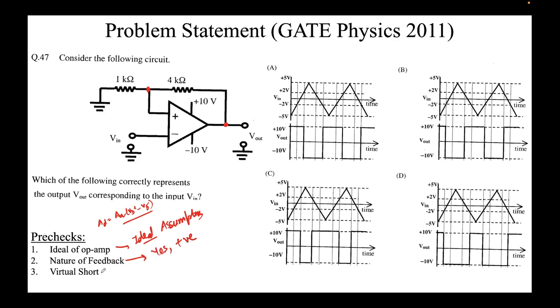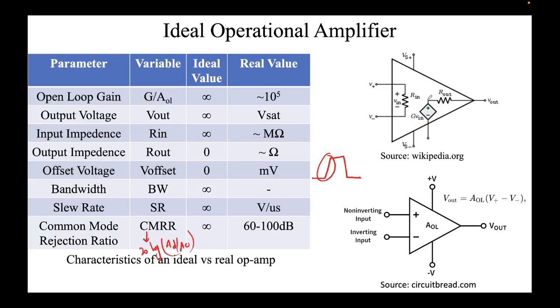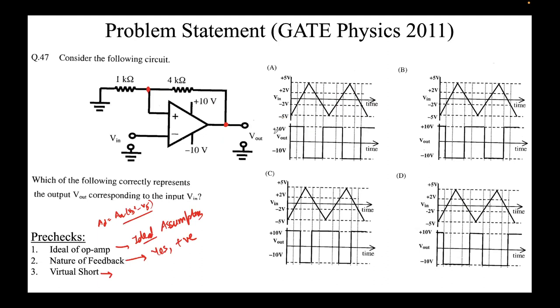Finally, we talk about the condition called the virtual short. If we go to the previous slide, you see that there's Rin over here, and we can see that the input impedance is usually very high. So I'm going to utilize this. What is virtual short? This terminal is V plus, this is V minus. Let's say there's a resistor over here, Rin, and let's say there's a current I plus flowing in. Whatever I plus is flowing in should flow out here also. So I can write Ohm's law across this resistor: I plus times Rin should be equal to V plus minus V minus, simple Ohm's law.